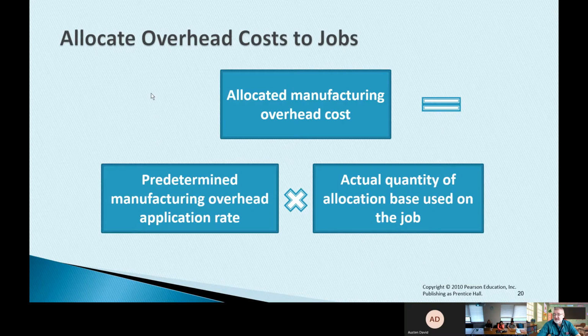Now you're going to see it in a formula. So our allocated manufacturing overhead cost is our predetermined overhead rate times the quantity of the allocation base. And I know you're like, huh?